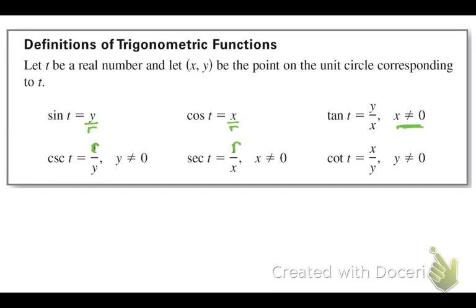Again, X can't be 0, Y can't be 0. Why can't they be? Because you can't divide by 0. So when it happens and they are 0, the answer is undefined. So the cosecant at 1, 0, which would be 0 degrees, would be what? Undefined, because I'm dividing by 0. The secant at 90 degrees, because x would be 0, because it's straight up, right? Would be what? X is 0. Undefined. So the answer is going to be undefined.